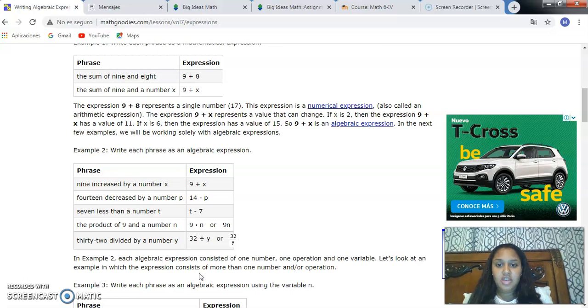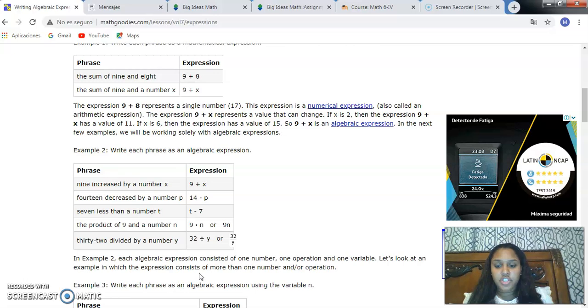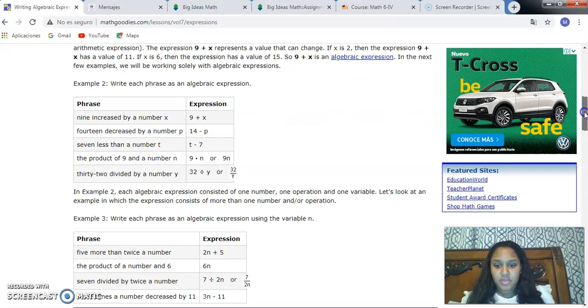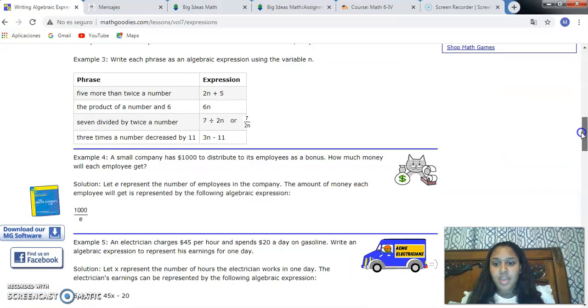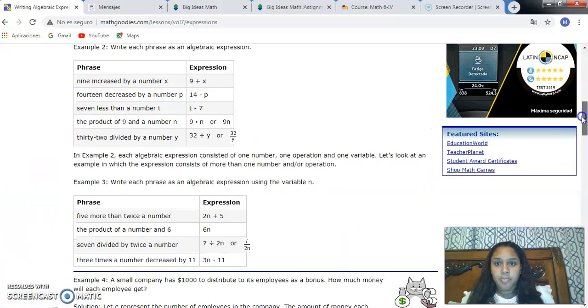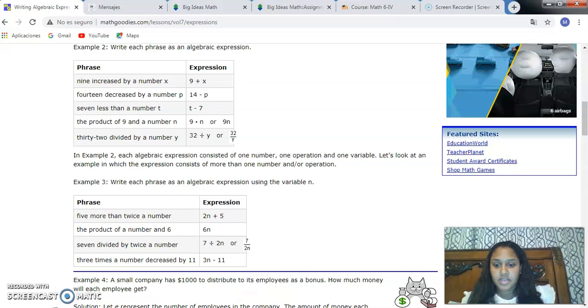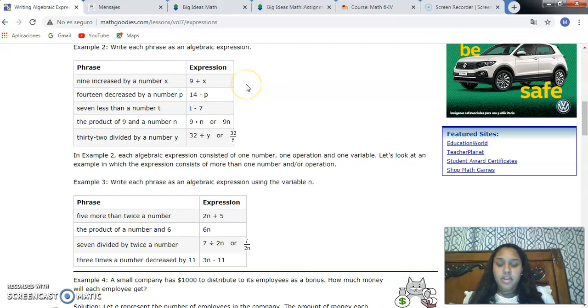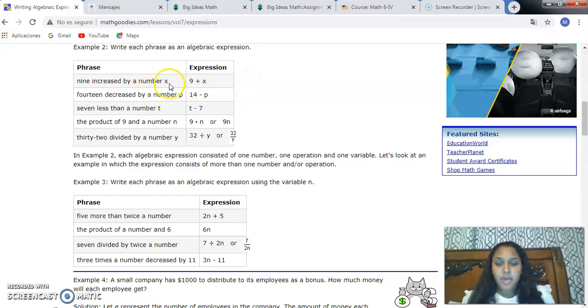After I have explained this to you guys, I have a document that I made myself with some examples in which they give you the steps. Number 1, you need to take into consideration what is the variable that they're giving me. For example, if they're telling me 9 increased by a number x.